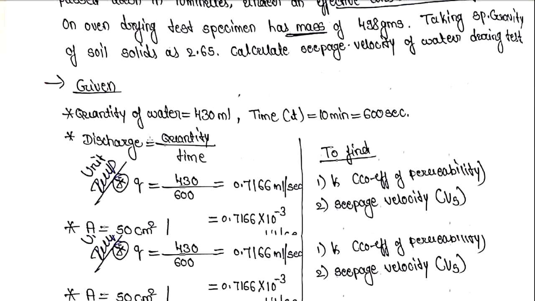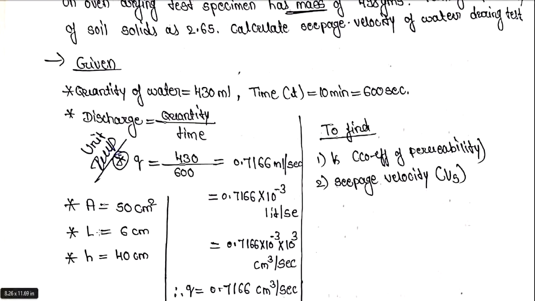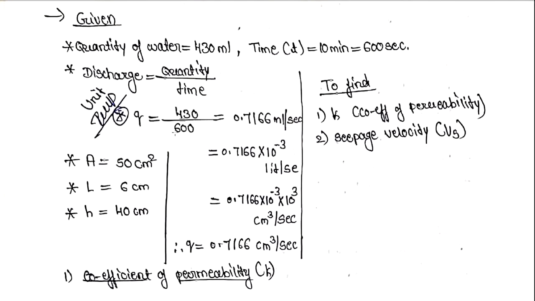So this is h, which they have given as 40 centimeters. Further, we need to convert the unit of discharge from ml to centimeter cube. First, ml to liter, I have converted by multiplying with 10 to the power minus 3. After that, to convert liter to centimeter cube, I multiply with 10 to the power plus 3. So 10 to the power minus 3 and plus 3 get cancelled, and ml per second is directly centimeter cube per second.